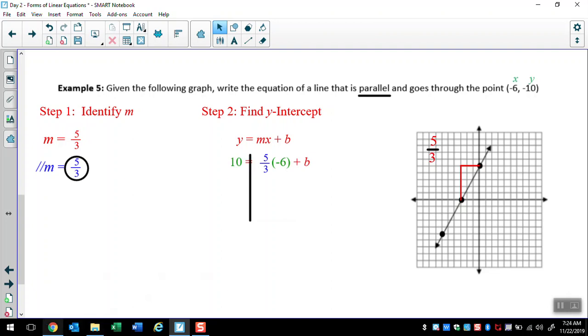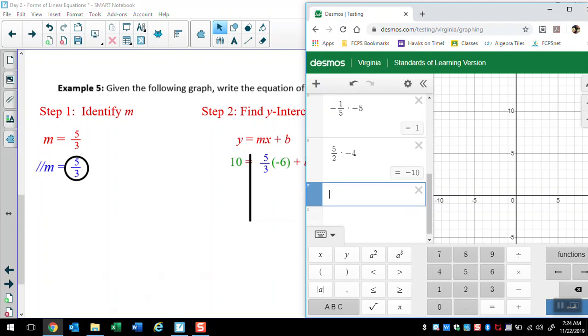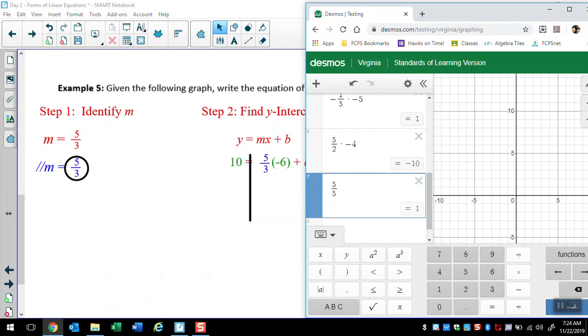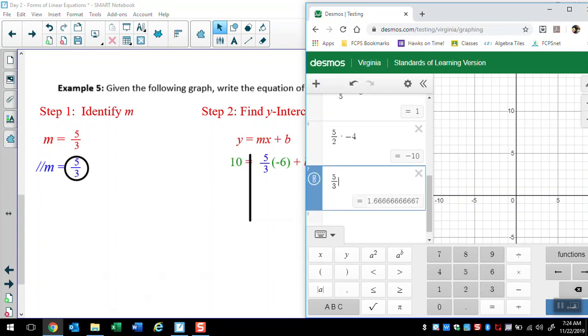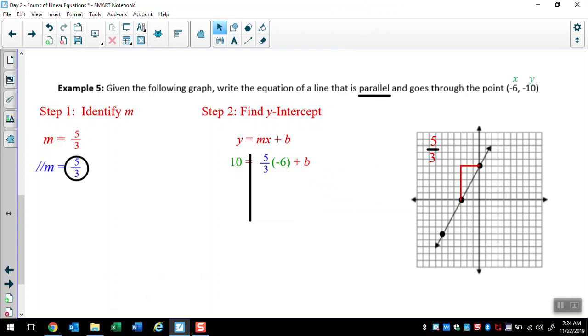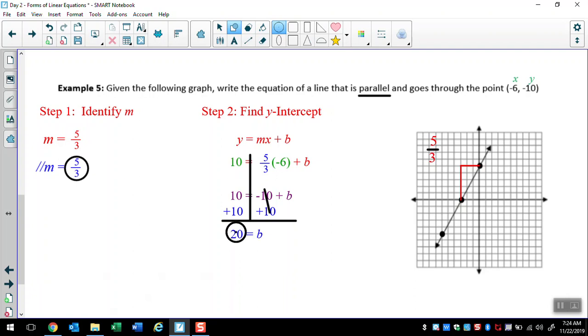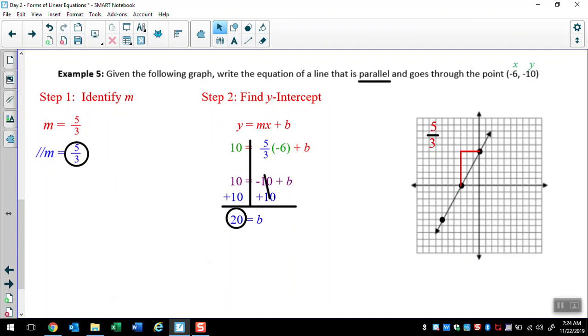First, I need to multiply these 2 together. So to do that, I'm going to come to my calculator, 5 over 3. Whoops. 5 over 3 times negative 6 gives me negative 10. So now I can go ahead and put that together. Now all I have to do is solve for b. So I'm going to add 10 to both sides. Those cancel out. My y-intercept is 20.